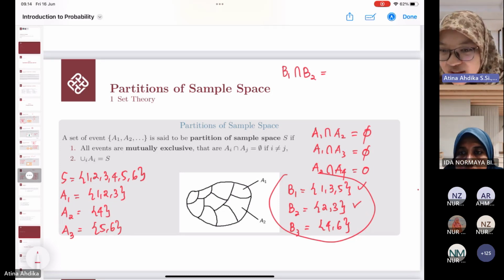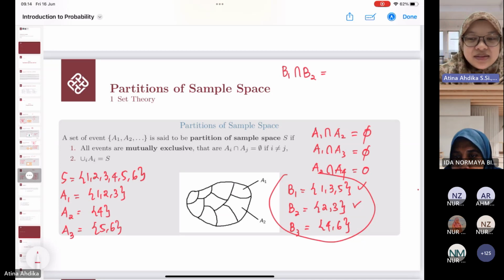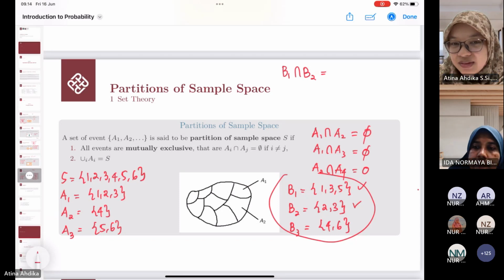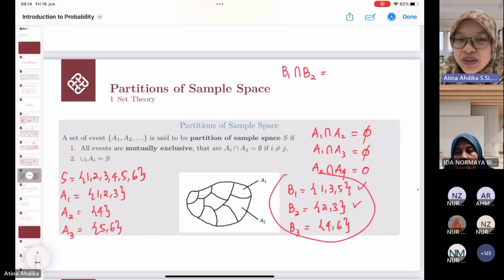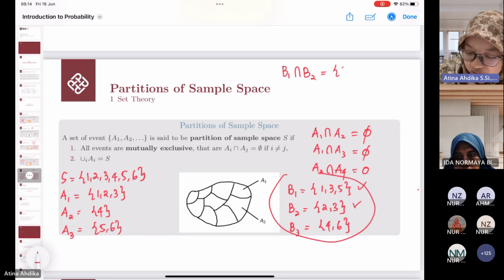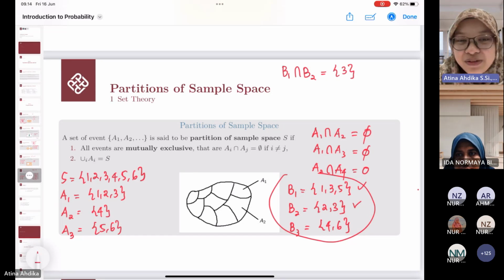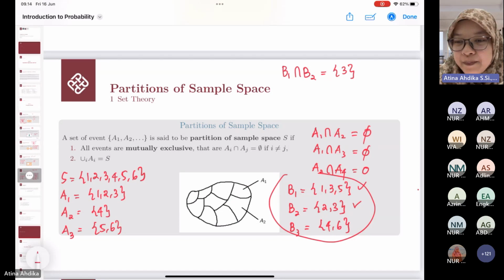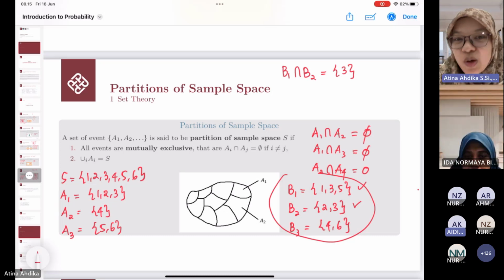Okay, I will call another student. Aidil Iqbal. Are you there? Yes, madam. Okay. So what is the intersection between B1 and B2? 3. 3, okay. So there is intersection between two events. So can we say that B1, B2, and B3 are the partitions of the sample space? I think it's no. No, yeah.